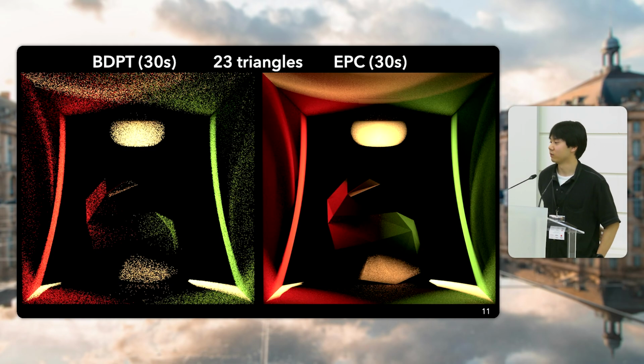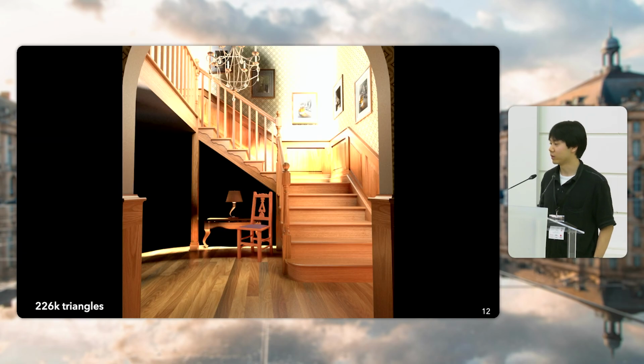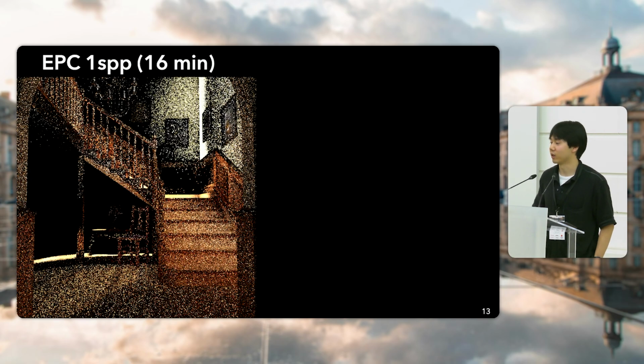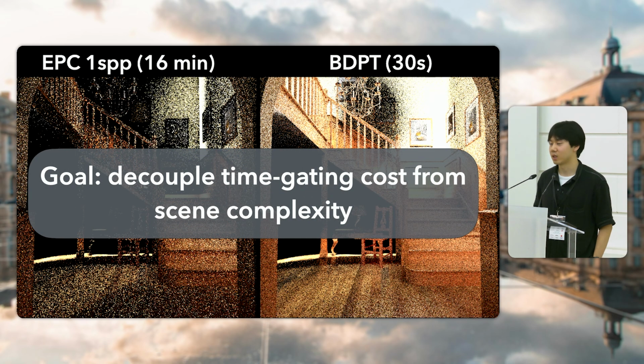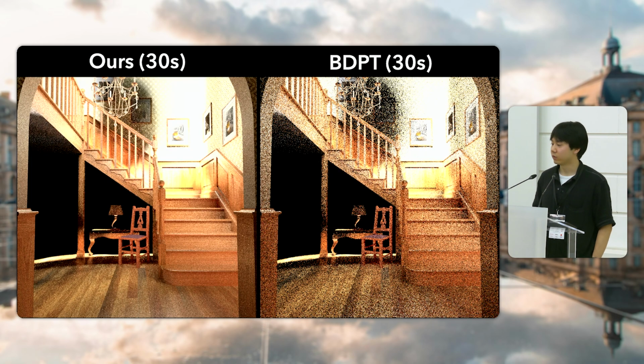So for simple scenes, like this deformed bunny with 23 triangles, EPC works quite well, but this geometric query has a cost. And when we go to scenes with around 200,000 triangles, we see that it takes around 16 minutes for one SPP. And this performs worse than BDPT does in 30 seconds. So our goal is to keep the ability to target specific path lengths or travel times, but decouple the cost of time gating from scene complexity. So for the rest of the talk, we'll be showing how we get there.